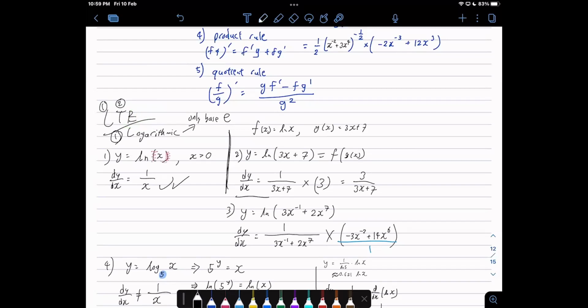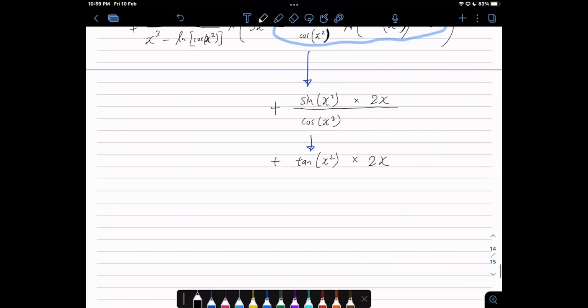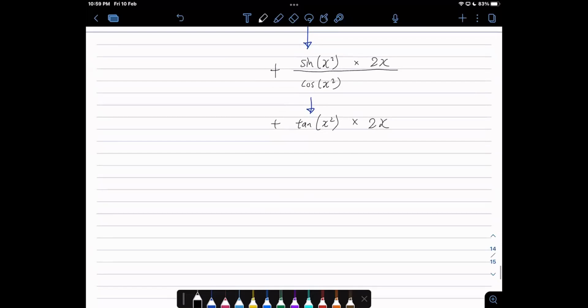Exponential. Yes, exponential. This one is the easiest one. Wow, my favorite. You know why or not? Let's go to number 3. This is exponential. So exponential is referring to base e, not the general, like say, 3 power x.